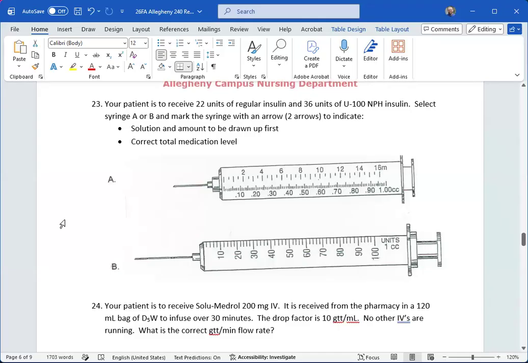Remember, if it asks you to mark your syringe, mark your syringe. If it gives you this question with the regular insulin syringe, just remember insulin's always going to be measured in units. So we always want to use the syringe that has units associated with it.